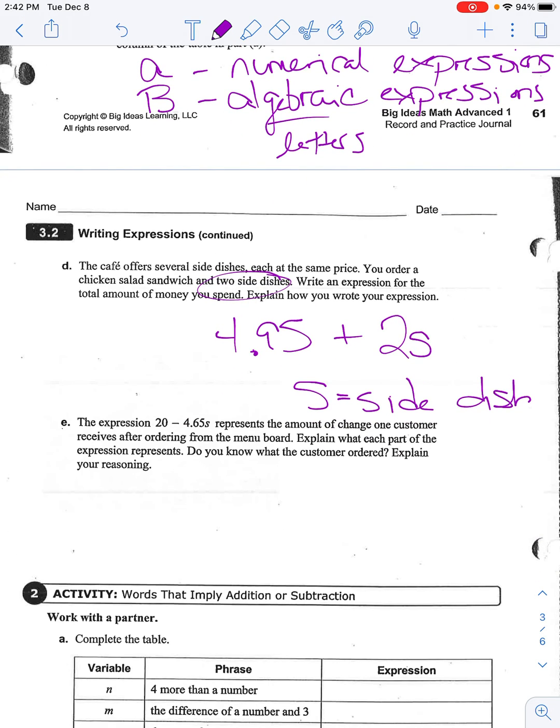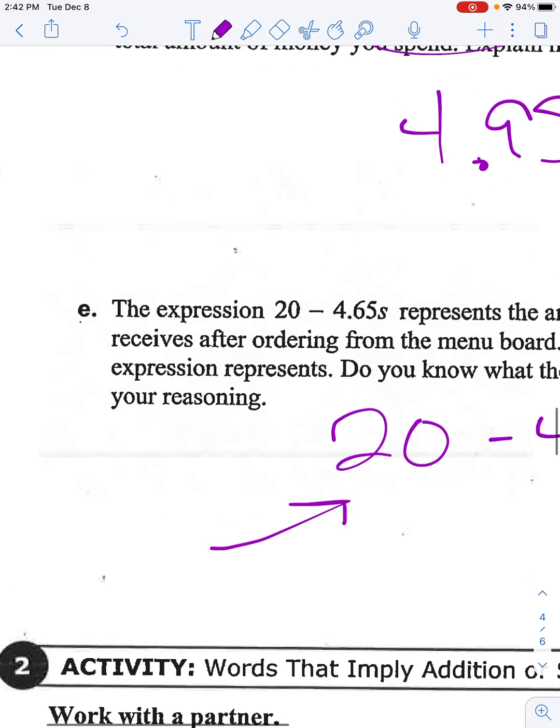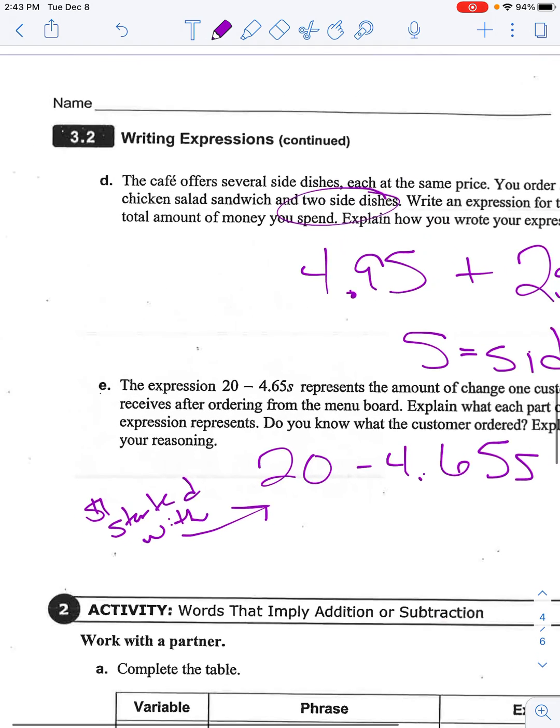Okay. The expression 20 minus 4.65S represents the amount of change one customer receives after ordering from the menu board. Explain what each part of the expression represents. Do you know what the customer ordered? Okay, so 20 minus 4.65S. That 20 represents the amount they started with, right? Amount started with.